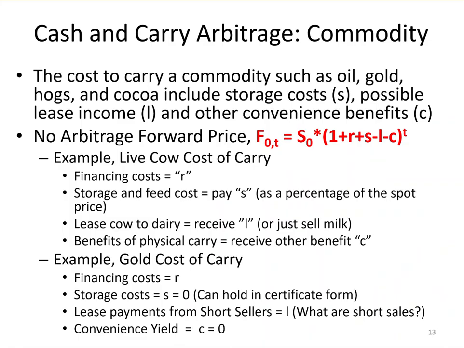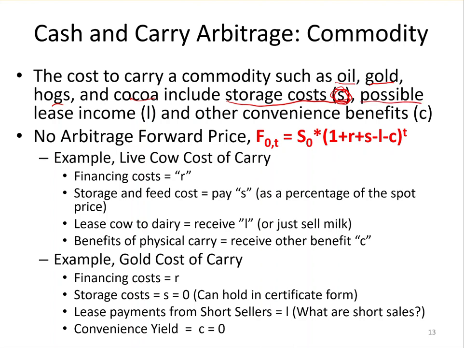Let's think about a cash and carry arbitrage for a commodity, and then we can come up with a no-arb forward price or futures price for a commodity. Now, the cost of carrying a commodity such as oil, gold, hogs, cocoa includes more than just the borrowing cost. You actually need to store the asset. We'll call it S. S is the percentage of the spot price that you'd spend annually to store the asset. Say, store gold or put cocoa in a silo or put gold in a bank. So you have that extra cost, S, the storage cost.